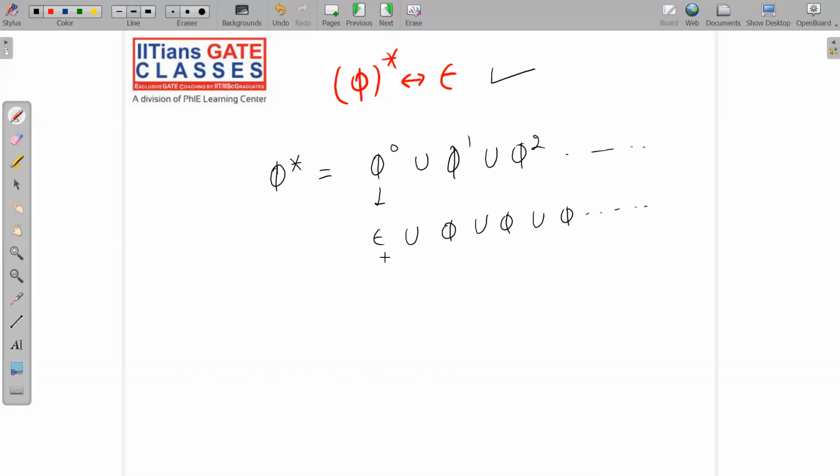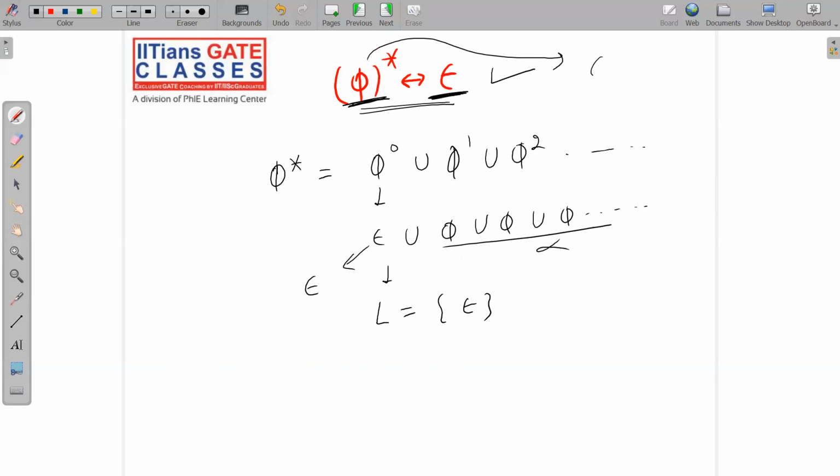So what exactly will you get? The language L will be equal to null within brackets only, because phi is nothing, you should ignore it. So null union phi union phi union phi and so on. If you want the regular expression, that will be null only. So phi star is equivalent to null. This is also a regular expression. And if you want the regular language, phi star represents null within brackets. This is the regular language represented by phi star. I hope I have made the point clear. If you are not able to follow, please rewind the video and watch it again.